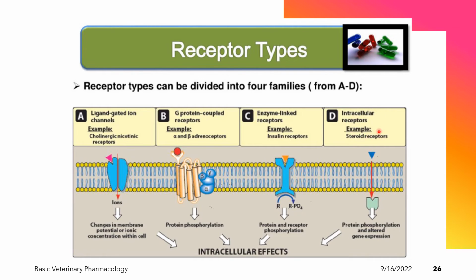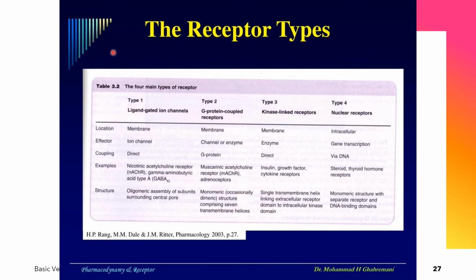We also have another type of receptor that is located within the cell, and these are known as the intracellular receptors. The intracellular receptors could either be located in the cytosol or in the nucleus. Example of this are the steroid receptors. So these are the four main types of receptors, with their effectors and their location. The ligand-gated ion channel, the G-protein coupled receptors, and the kinase link receptors are located in the cell membrane. The nuclear receptors are a type of intracellular receptor.